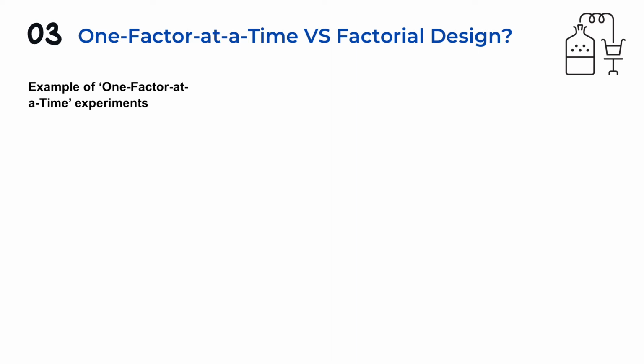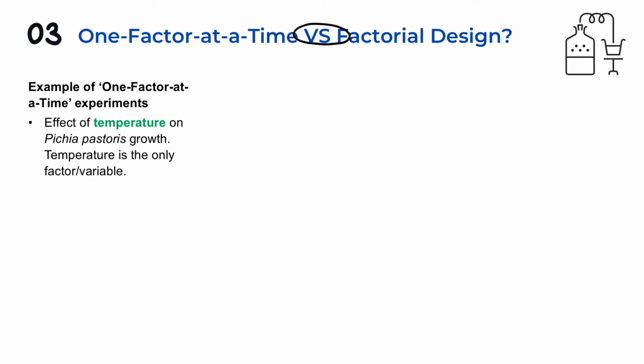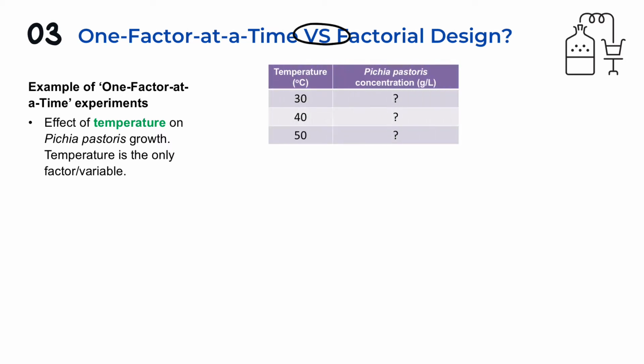Now let's move on to some examples of one factor at a time approach and also factorial design approach. First, let's have a look at one factor at a time approach. Here are some examples of the experiments. The first example is the effect of temperature on Pichia pastoris growth, where in this case temperature is the only factor or variable, and Pichia pastoris growth is the response that we would like to measure during the experiment. Suppose we have three different levels of temperature, 30, 40, and 50. And for each value of the temperature here, we would like to get the response, that is the Pichia pastoris concentration.